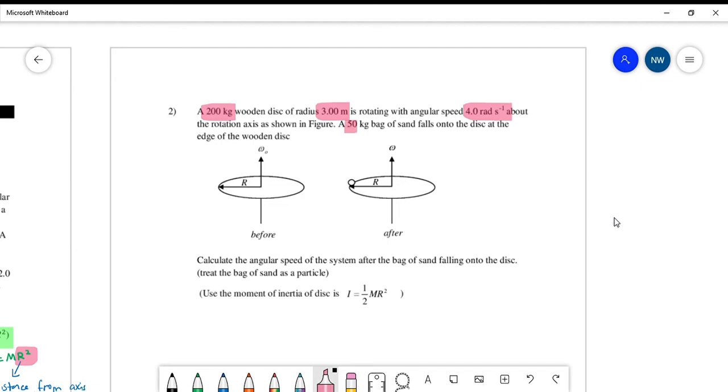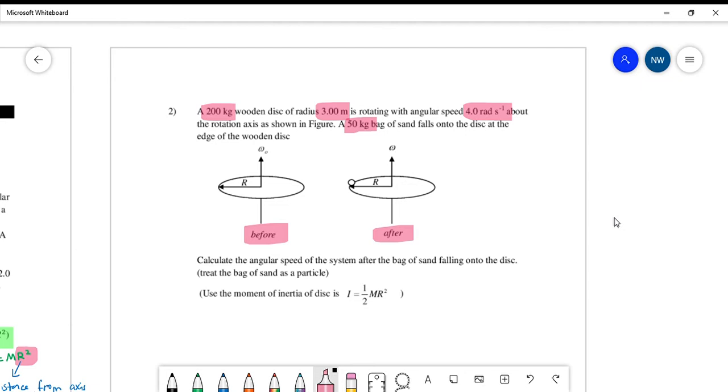A 50 kg bag of sand falls onto the disc at the edge of the wooden disc. So dalam diagram ni dia dah mention before and after. So before, the wooden disc is just rotating, okay, with angular speed of 4 radian per second.